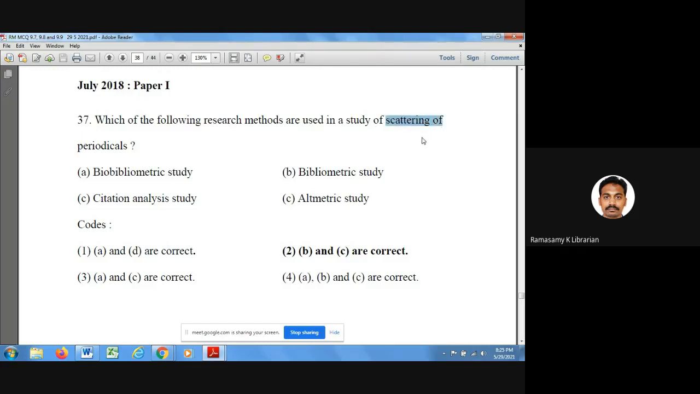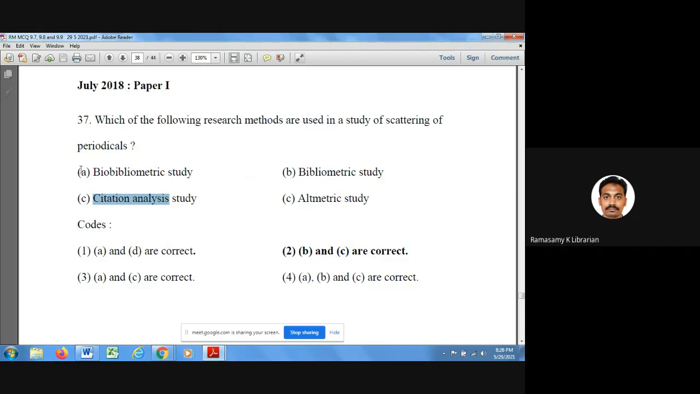So when we talk about scattering of periodicals, two things are there. Either you can take the number of publications, bibliometrics, or you can take the number of citations. You can take some 1,000 journals in a particular discipline. You can arrange how many citations are received in every journal. You can divide them into 3 groups. So both based on the quantum of papers published or number of citations received, the scattering law can be applied.